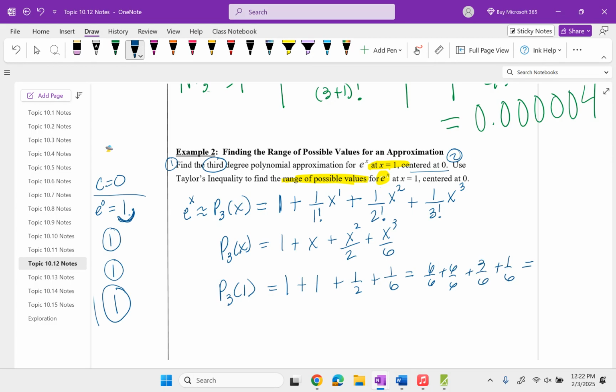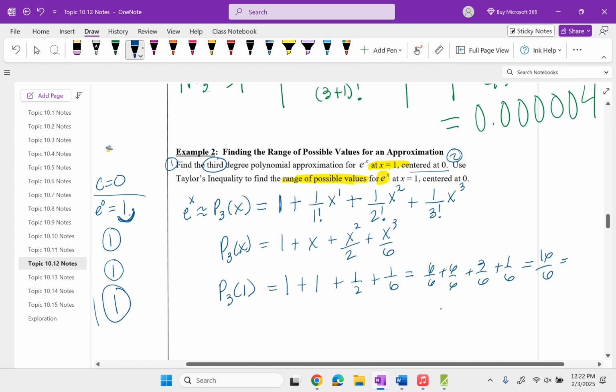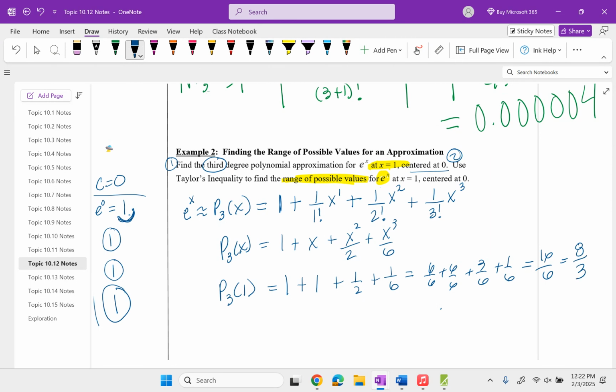All right, so is Ryan right? Is it 16/6? Yeah. What's 16/6 reduced to? Divide by 2. 8/3 maybe? Everybody go with 8/3? Okay. So that's the estimate our polynomial gets us. Let's see how good it is, okay? And then see if we can get a range of values. Okay? That's our next goal, our range of values for e.